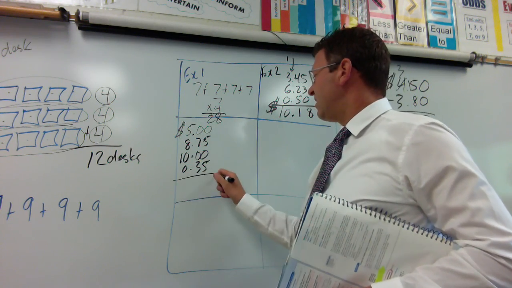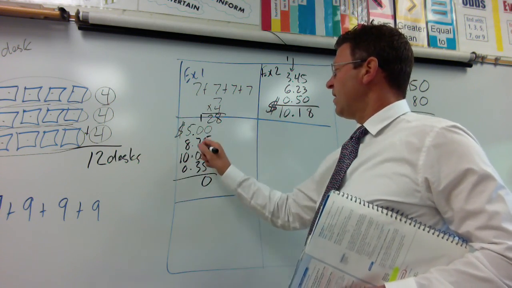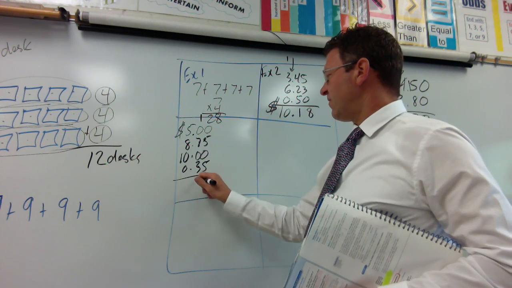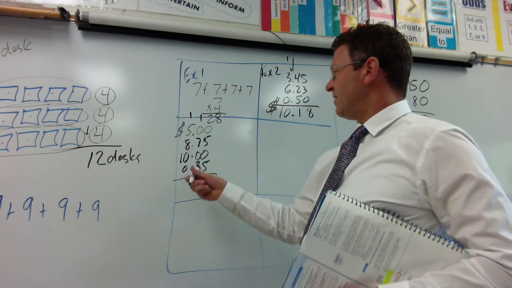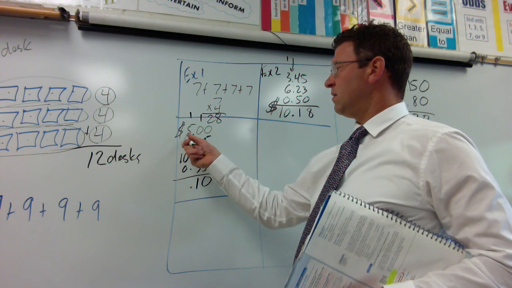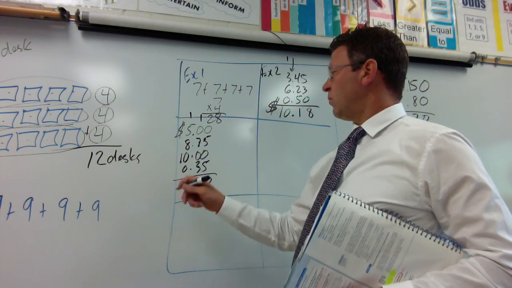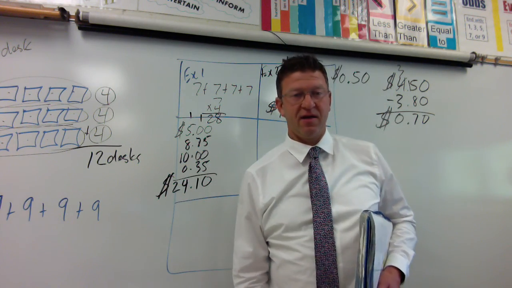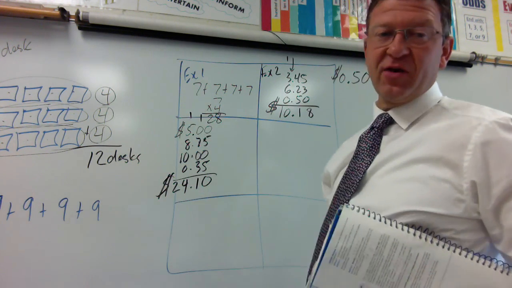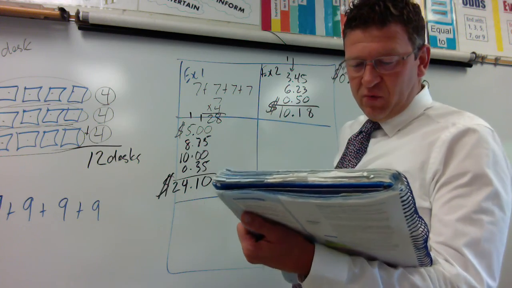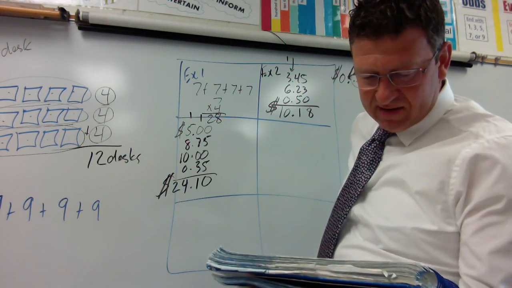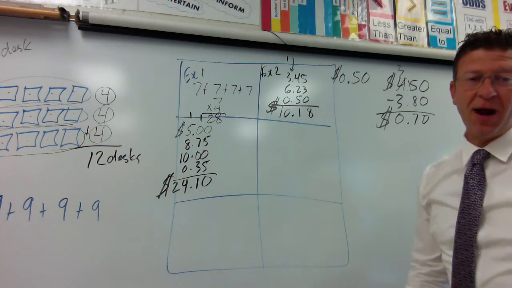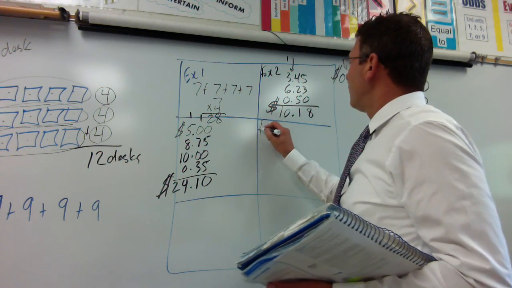5 plus 5 is 10. 0 down, 1 up. 3 plus 7 is 10, plus 1 more is 11. 1 up. 10 plus 8 is 18. Plus 5 is 23. Plus 1 more is $24.10. Did my decimal point line straight up? Yes, it lines straight up. $24.10.